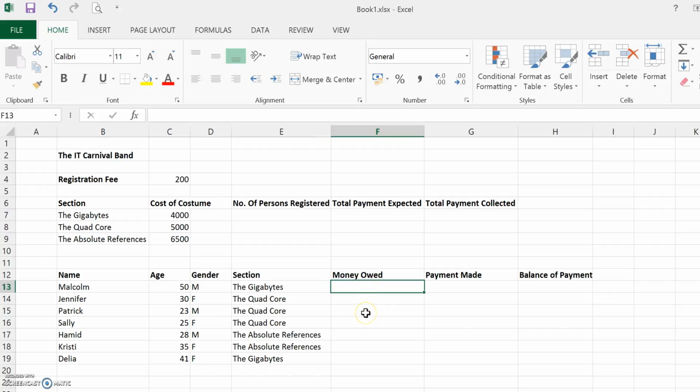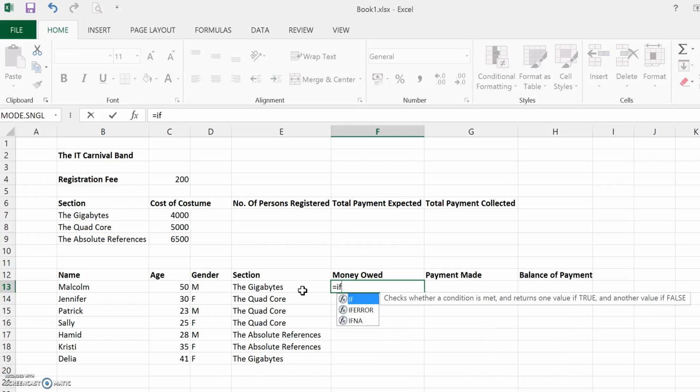Firstly, how do we calculate the amount of money that is owed? We see that there's a registration fee plus the cost of the costume. Now, the cost of the costume depends on the section. So we definitely need some form of checking that condition of which section the person is in. So we are going to use the IF function to firstly find out what costume cost will be allocated to each person depending on the section of the band that they are in.